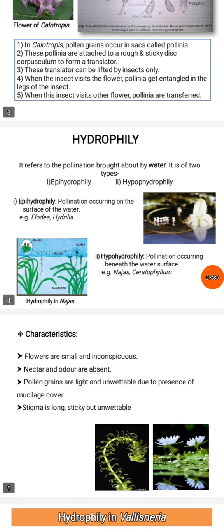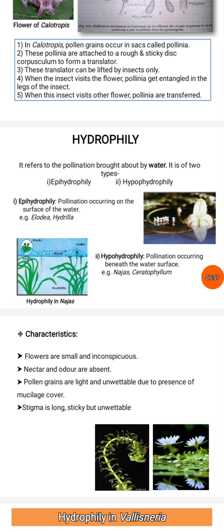Then what are the characteristics of flowers where hydrophily occurs? The most important characteristic is that the flowers are very small and inconspicuous.